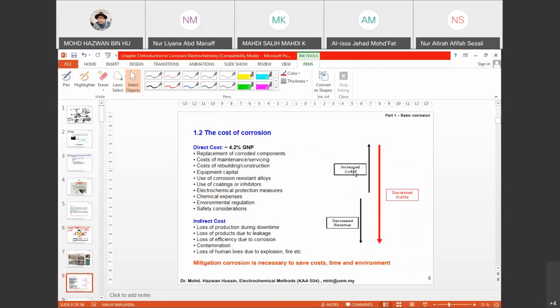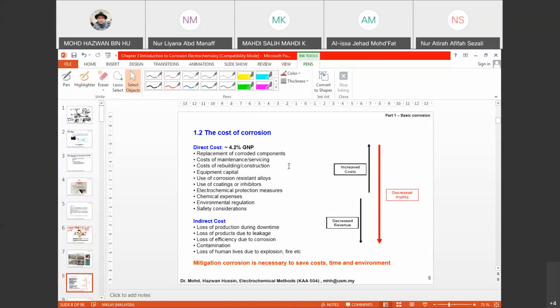Okay. So the cost of corrosion worldwide is quite high. It has been estimated at around 4.2 or almost 5% of GNP. GNP stands for gross national product. Okay, we also have GDP, which is gross domestic product. Right. The cost to every country's GNP or GDP is due to the replacement of corroded components.